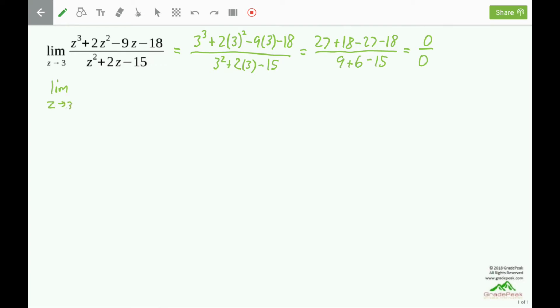Limit as z goes to 3 of. Now in the numerator, this is a 4-term cubic. It has all of the terms represented, z cubed, z squared, z, and a constant. One way to attempt to factor this will be the group factor method, where you group together two pairs of terms. I'm going to group together the z cubed and the 2z squared, and then the negative 9z and negative 18. Notice I'm putting parentheses around them and putting a plus sign between them.